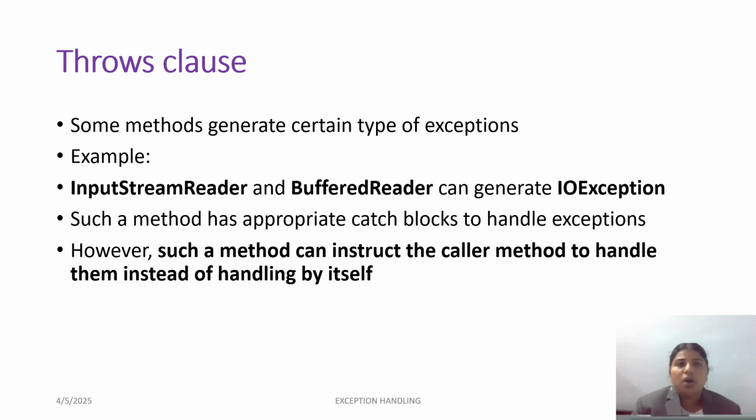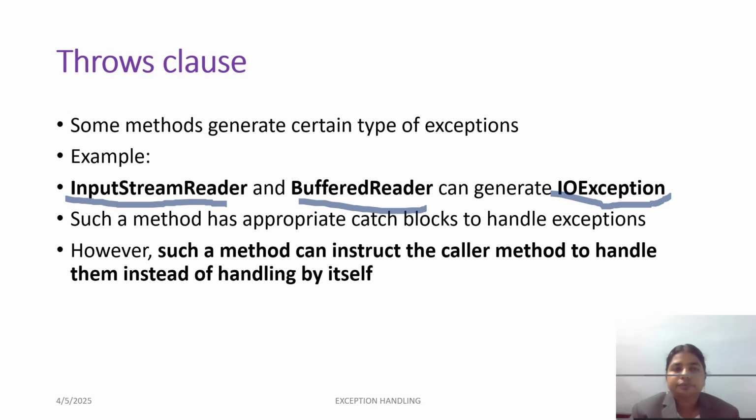Moving to the throws clause, some methods generate certain types of exceptions. For example, the input stream reader and buffered reader methods can generate the IO exception. Such a method has an appropriate catch block to handle exceptions. However, such a method can instruct the caller method to handle them instead of handling it by itself.